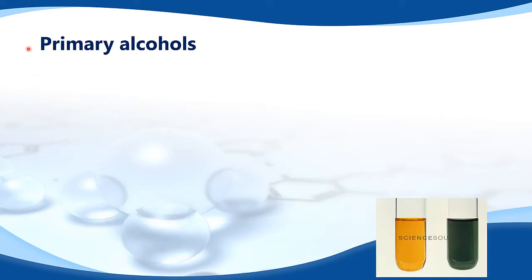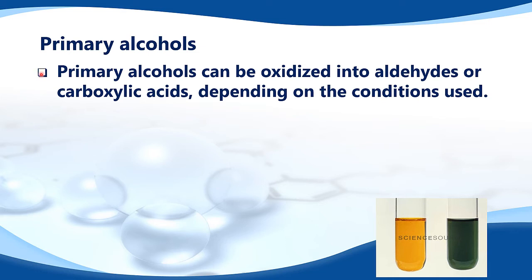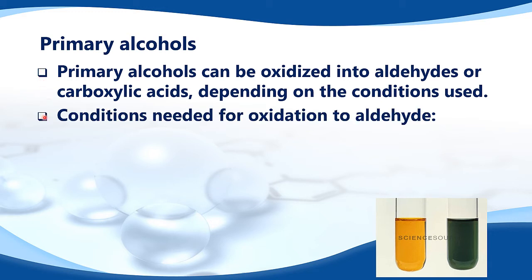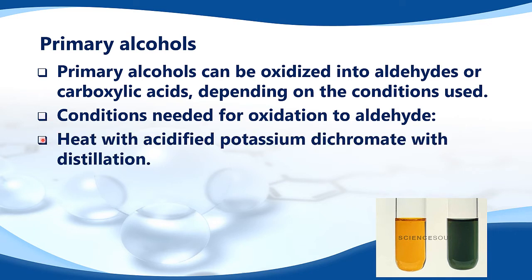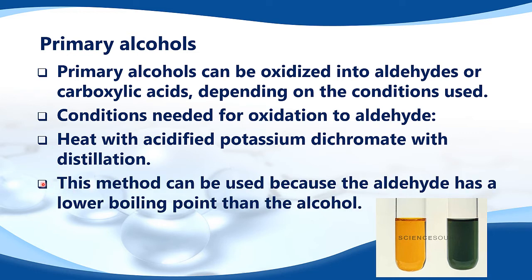Let's look at primary alcohols. Primary alcohols can be oxidized into aldehydes or carboxylic acids depending on the conditions used. The conditions needed for oxidation to the aldehyde: heat with acidified potassium dichromate with distillation. Distillation can be used because the aldehyde has a lower boiling point than the alcohol. And don't forget the color change, orange to green.